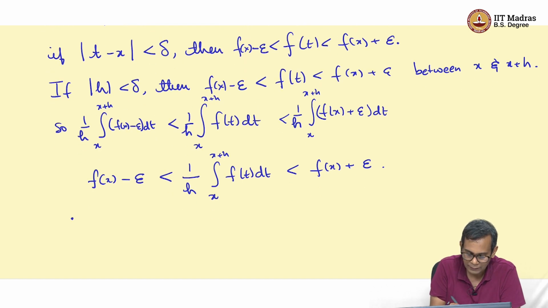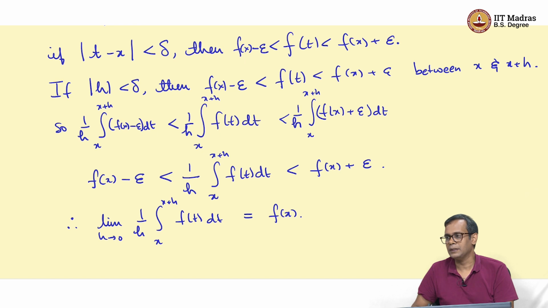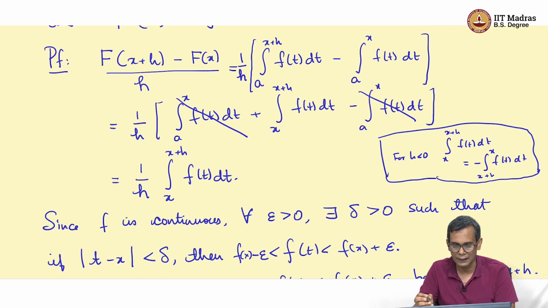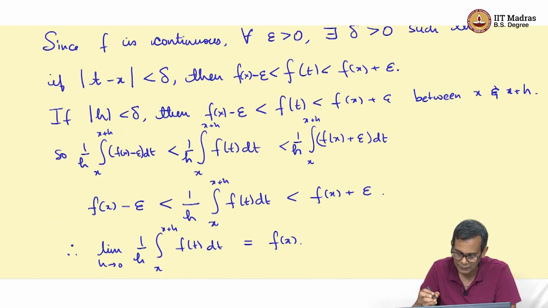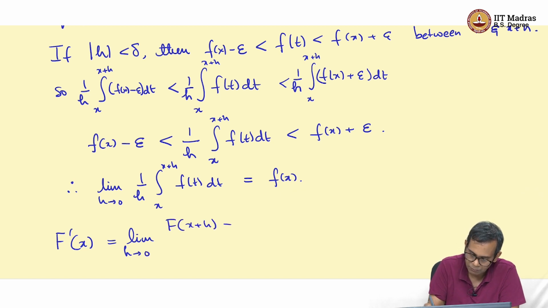And so, we conclude that the limit as h goes to 0 of 1 over h times the integral from x to x plus h of f of t dt is equal to f of x, which is what we wanted to prove. This is the difference quotient of capital F. And so, what we have is F prime of x is the limit as h goes to 0 of F of x plus h minus F of x by h, which is little f of x as claimed.